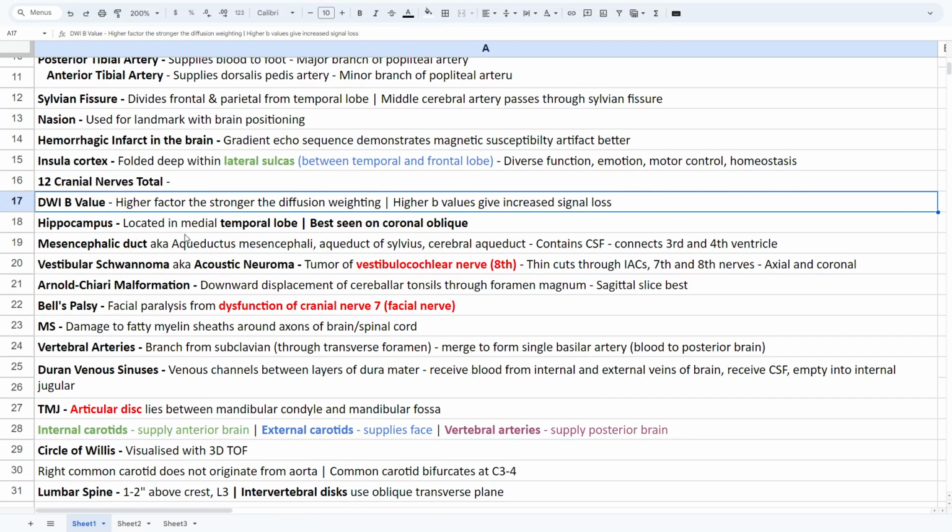In DWI, a higher B value gives a stronger diffusion weighting, but higher B values give increased signal loss. Hippocampus is located in the medial temporal lobe, best seen on coronal obliques.